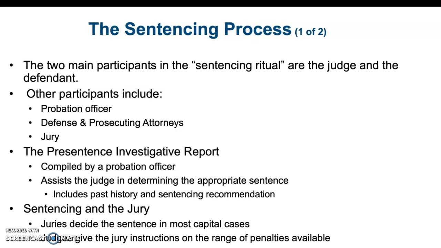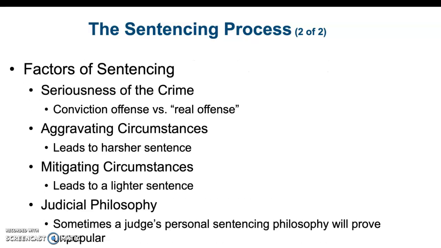So the two main participants in the ritual are the judge and the defendant. Other participants include the probation officer, who provides information to the judge so he can sentence, such as whether he's had multiple convictions, whether he has a job. That's a big part of the sentencing process. The judge is the main player, the defendant, the person being sentenced, and information. And then, of course, the jury will come in to decide most capital cases, and the judge provides instructions to the jury.